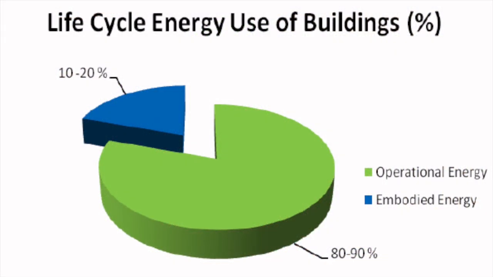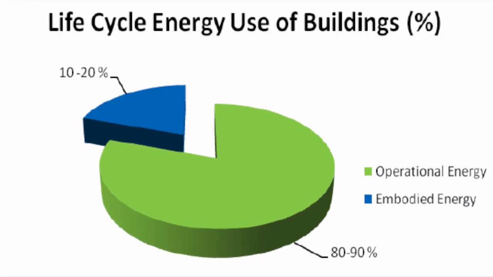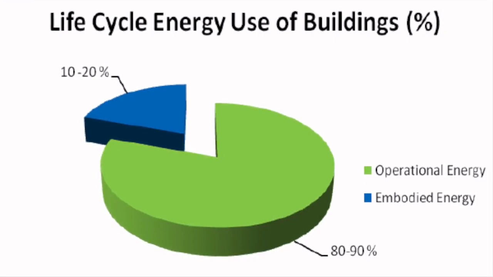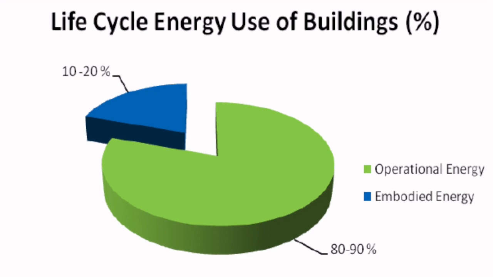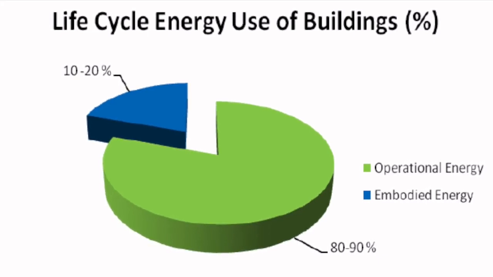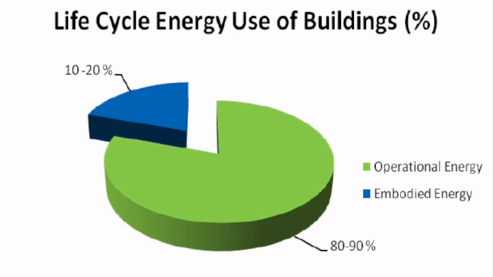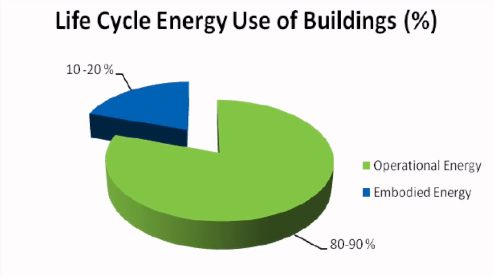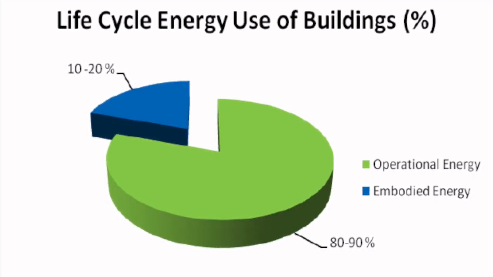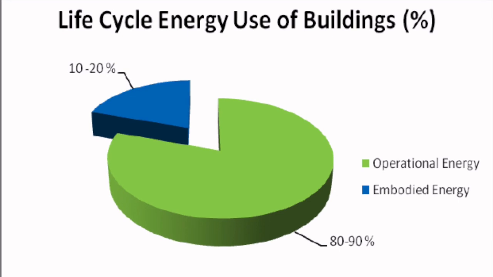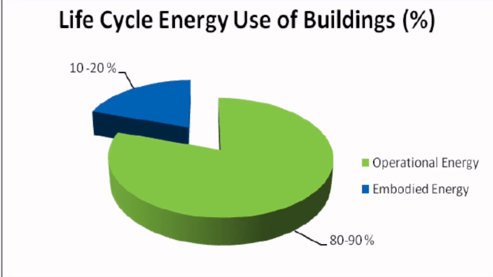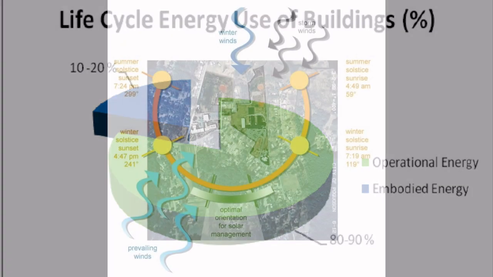For an average building with an estimated 60 to 120 year lifespan, between 80 and 90% of energy is expended during use for heating, cooling, ventilation, etc. Only 10 to 20% is so-called embodied energy coming from materials and the construction process. A building that's carefully designed to minimize energy use will continue to produce savings year after year.